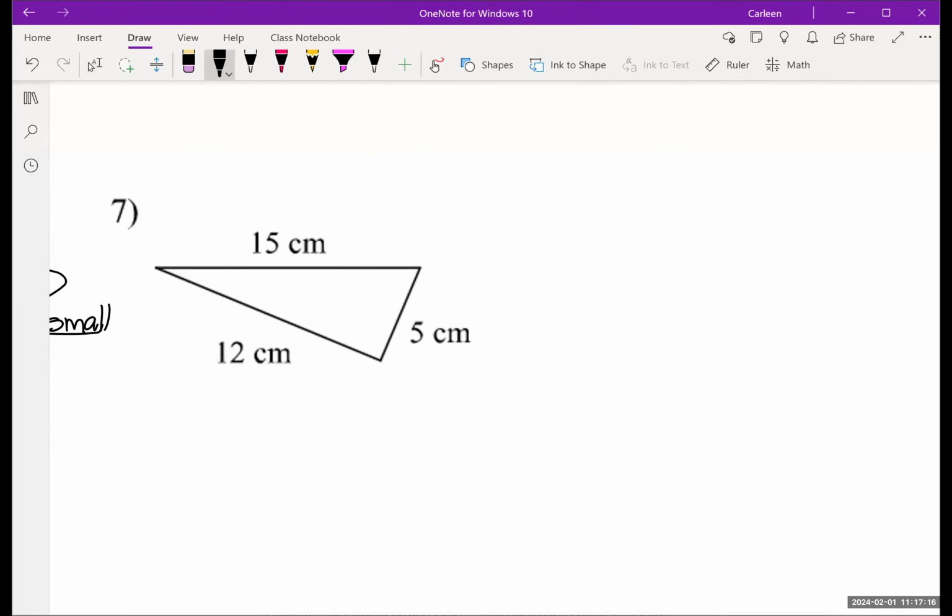Okay, so let's do this one. Step 1, label your H. And we're going to call it H with quotes. Which one is the H? Okay, so it's always the largest. This is our H with quotes. We don't know if it's a hypotenuse because it's only a hypotenuse if it's a right triangle. Next, Pythagorean theorem. 5 squared plus 12 squared equals question mark 15 squared.